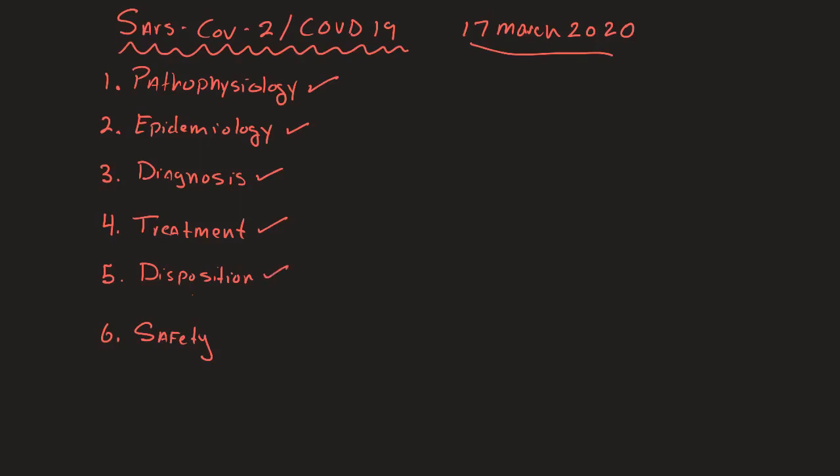In Part 5, I'll talk about the disposition of people suffering from COVID-19, and of course this is also going to revolve around a conversation that is going to focus on prognosis. And then finally, we will talk about the safety implications involved in caring for patients who may have COVID-19 and general societal safety implications as well. Okay, so let's go ahead and get started on Part 1, Pathophysiology.